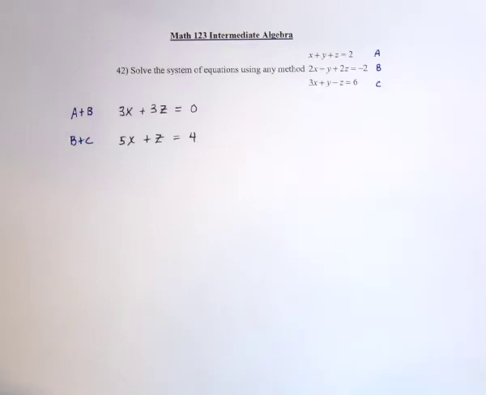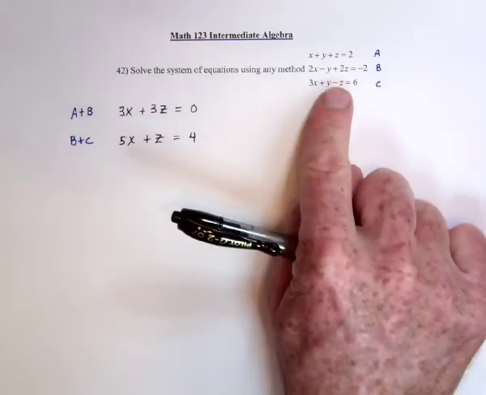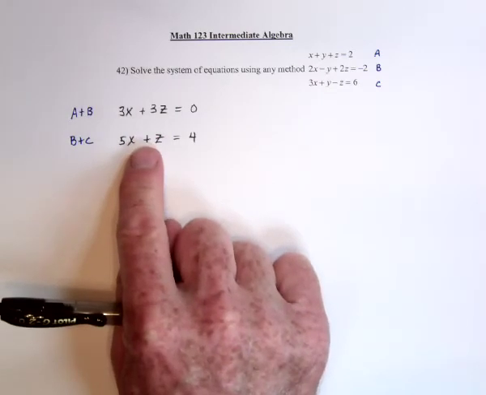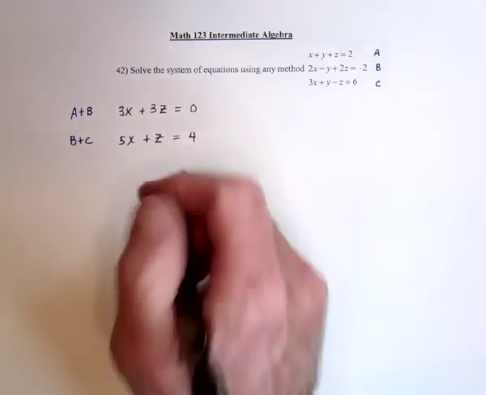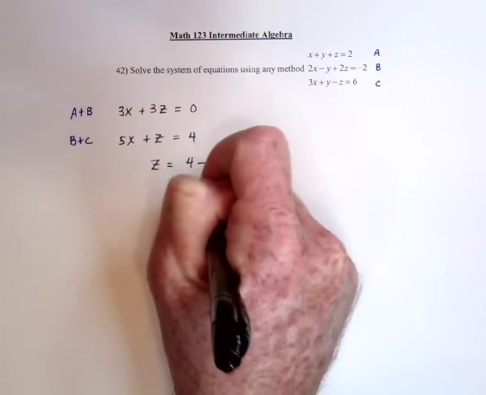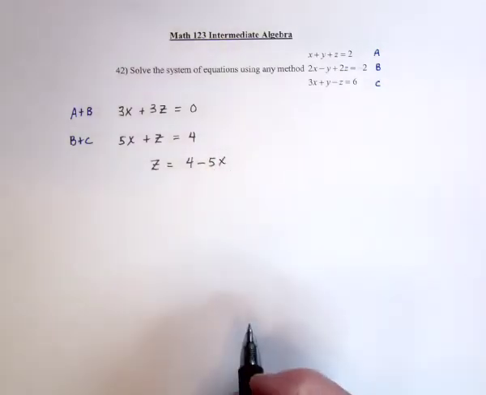I could then use either substitution or elimination on these two equations. So now I've taken a more complicated situation of 3 variables and 3 equations and brought it down to just 2 variables and 2 equations. So now I think I'm going to go ahead and right here solve for z. So subtract 5x from both sides on that equation and then substitute.